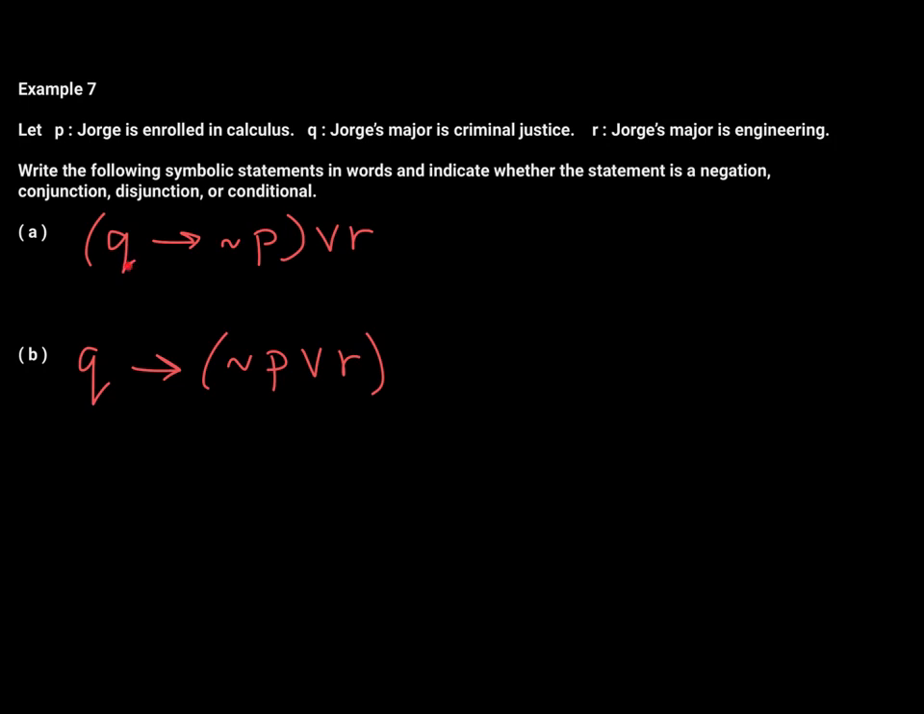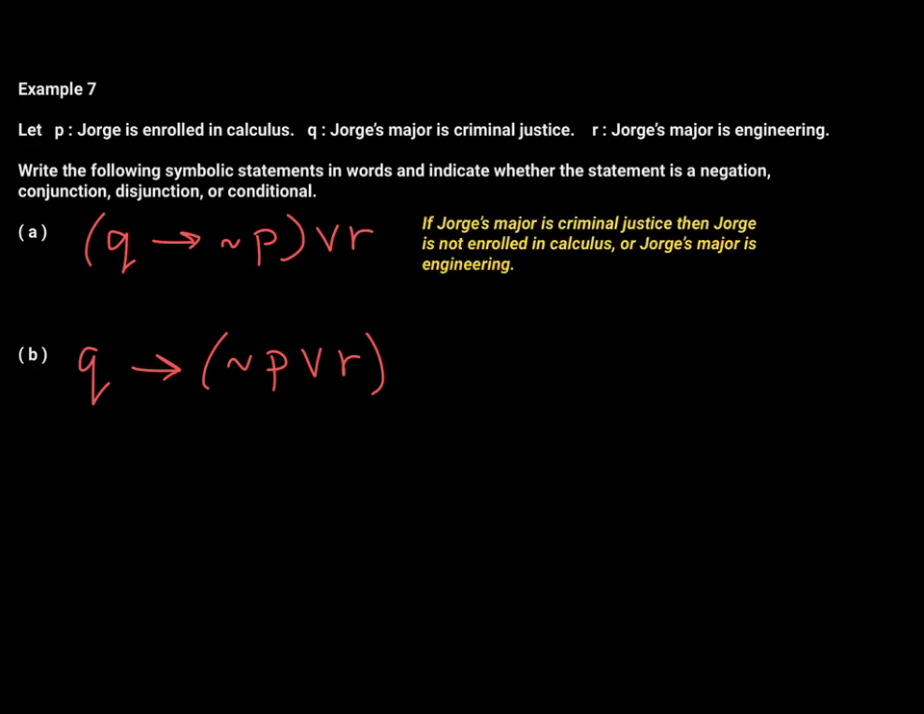All right. This says, if Q, then not P, or R. If Q, that means if Jorge's major is criminal justice, then Jorge is not enrolled in calculus, or Jorge's major is engineering. But you see the use of the parentheses here. So when we write this out in words, we want to make sure we separate all of this part with a comma, right? Separating all of that from this last part. So it should be written like this.